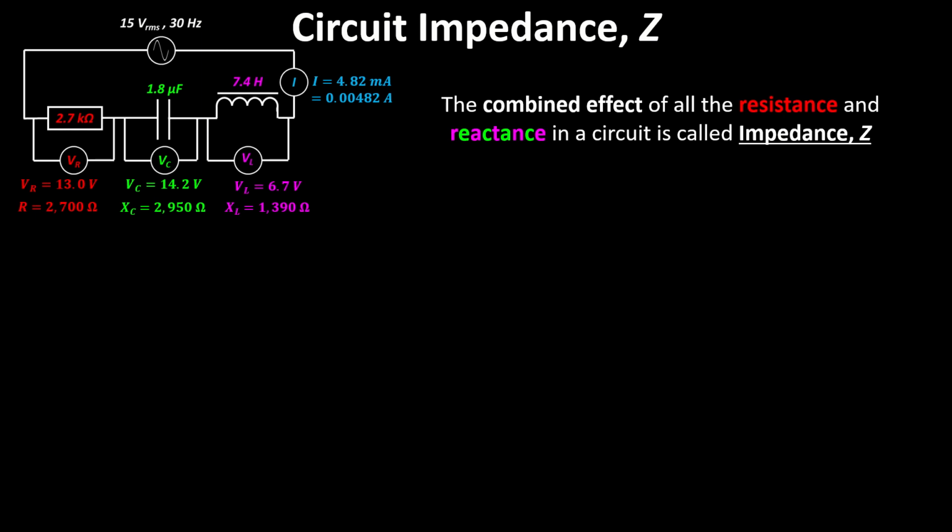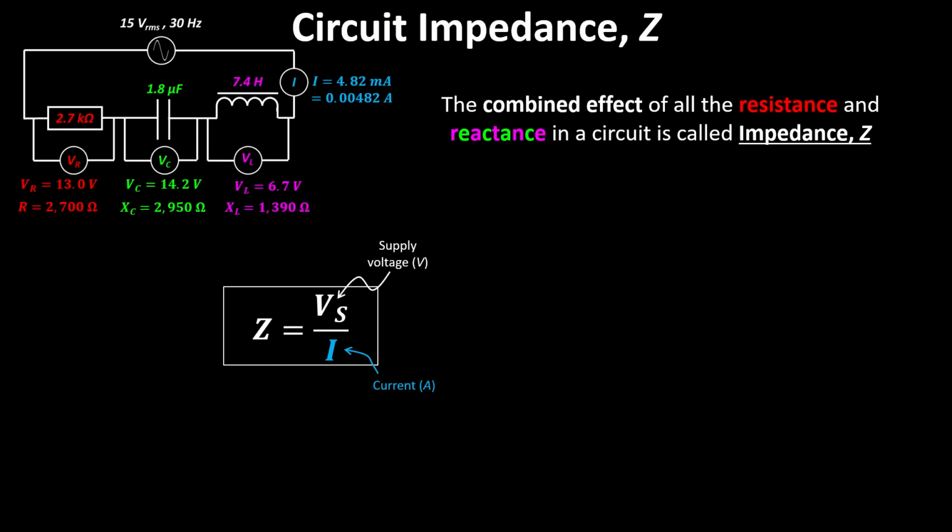So impedance is the combined effect of all the resistance and reactance in the circuit. We've got a resistor, a capacitor, and an inductor, and they have a combined effect that limits the current flow. We call that effect impedance. And its basic definition is exactly the same as the basic definition for resistance and reactance. It's just voltage over current. Except in this case, because we're talking about the whole circuit, we need the whole voltage, the supply voltage. So it's the supply voltage divided by the current.